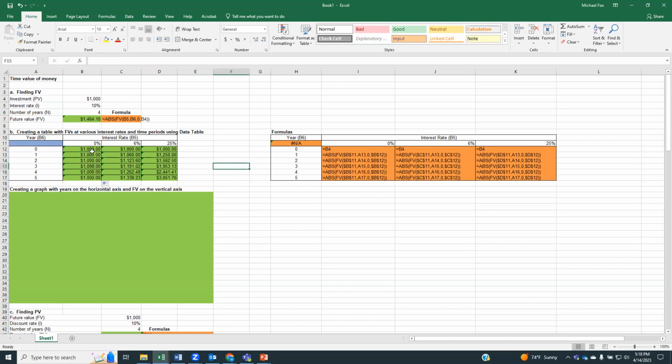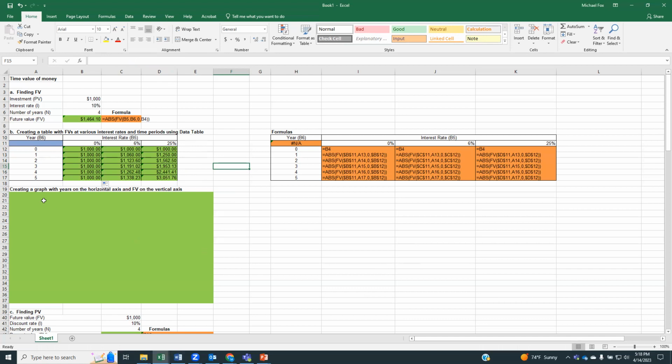So now we can see the difference, right? If I start with $1,000 and earn 0% interest for 5 periods, I still have $1,000. If I start with $1,000 and earn 6% interest for 5 periods, I have $1,338.23. If I start with $1,000 and earn 25% for 5 periods, I have $3,051. It's a pretty huge difference.